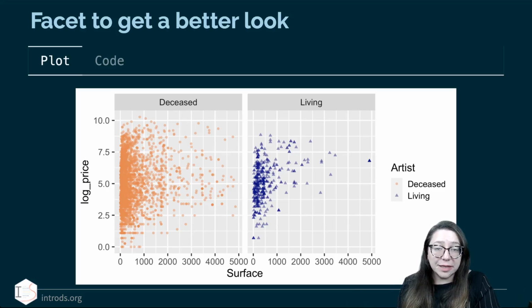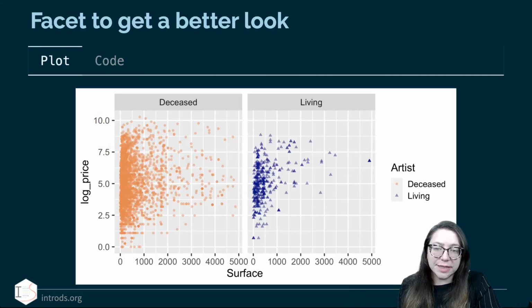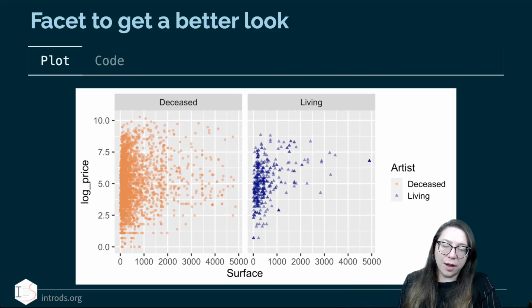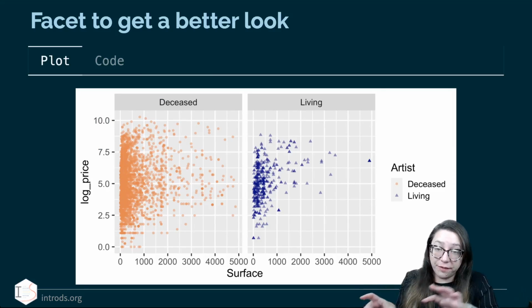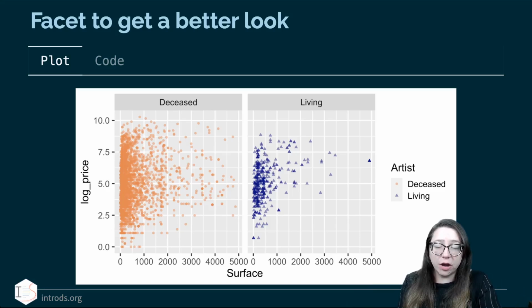So here we've basically both done the coloring and used the artist living variable for both the color and the shape, but we've also faceted by the artist living variable. So we can see here that if there is a relationship, that relationship might potentially be linear. We are seeing some like triangular kind of negative spaces in these plots, but also there's lots and lots of scatter.